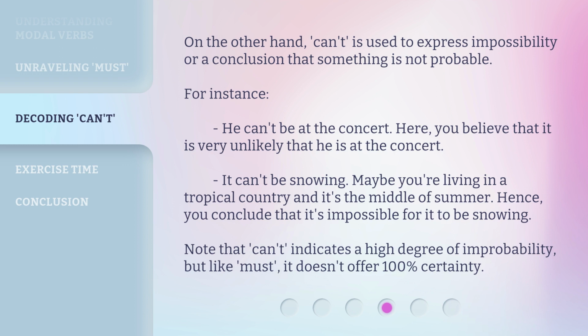It can't be snowing. Maybe you're living in a tropical country and it's the middle of summer. Hence, you conclude that it's impossible for it to be snowing. Note that can't indicates a high degree of improbability, but like must, it doesn't offer 100% certainty.